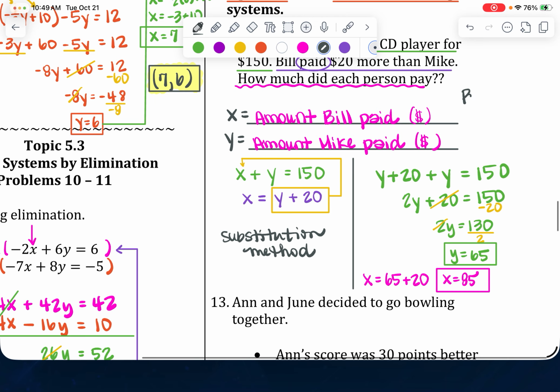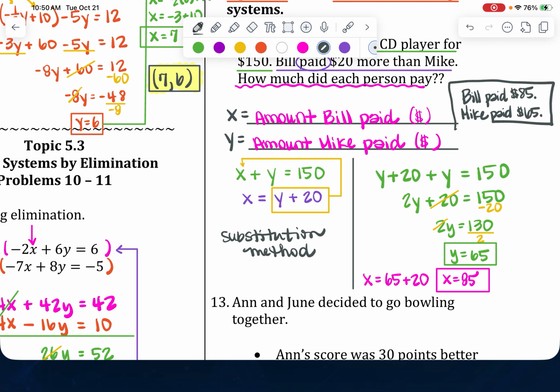So I'm going to say Bill paid, let's see, he was x, so that means he paid $85, right? And Mike, sorry, I didn't have a lot of room here. Mike paid $65, right? So I do want you to write your answers in context of the word problem.